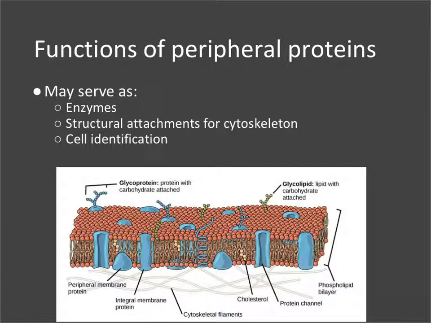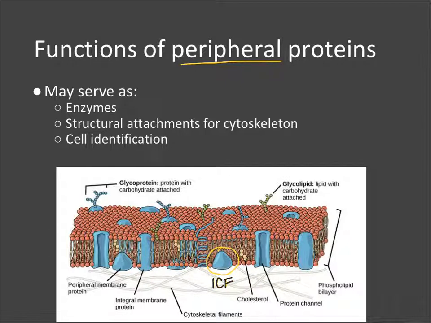Peripheral proteins are ones that are only found on either the outside of the cell membrane or the inside of the cell membrane, but they don't cross the entire phospholipid bilayer like the integral proteins do. So for example, you can see this protein down here is only touching one side of the cell membrane. So it's really only touching the intracellular fluid here and not the extracellular fluid.